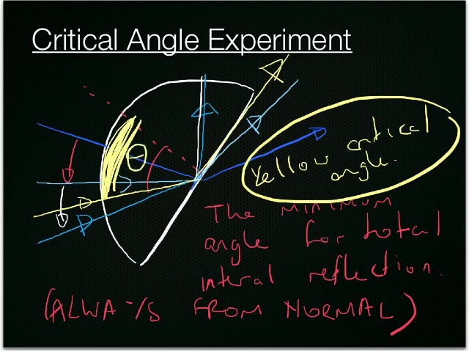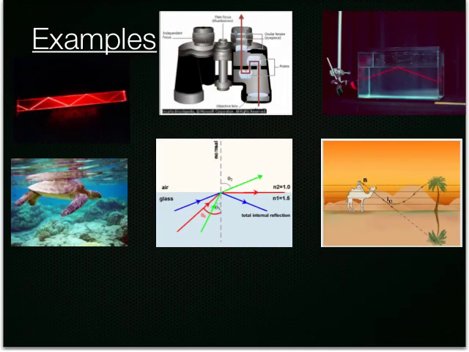Some examples of that is an optical fiber. It's not a mirror, it's just total internal reflection along the glass. Binoculars actually use prisms, so triangular pieces of glass, and the light actually totally internally reflects inside that glass. So that's actually better than using a mirror.